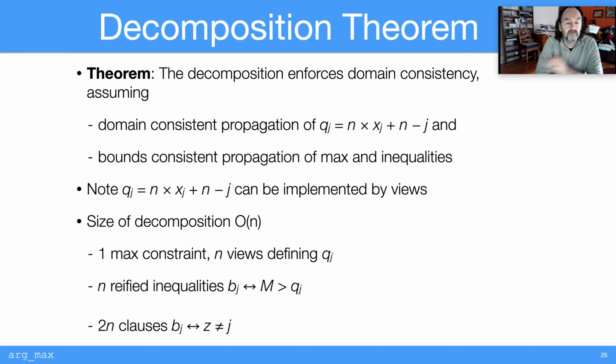The size of the decomposition is order n. We just have this one max constraint, n of these views defining the qj, and then n reified inequalities for these bj, if m is greater than qj, and then clauses to equate the bj with the booleans that represent the z variable.